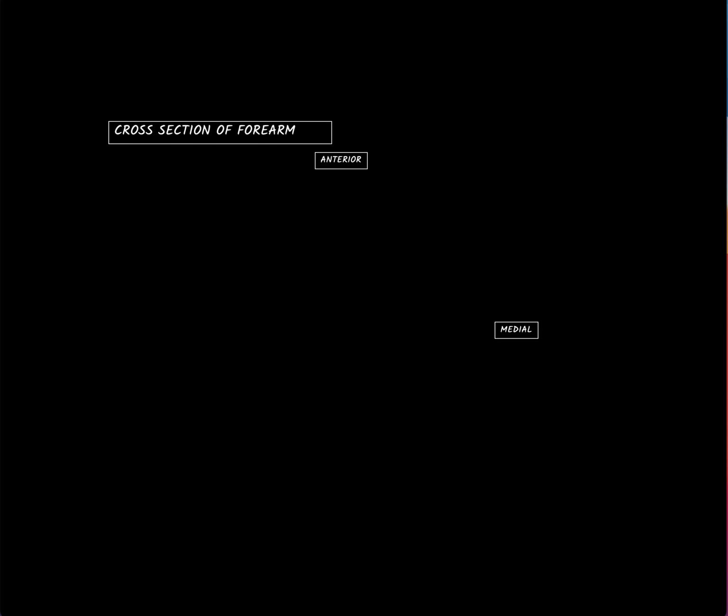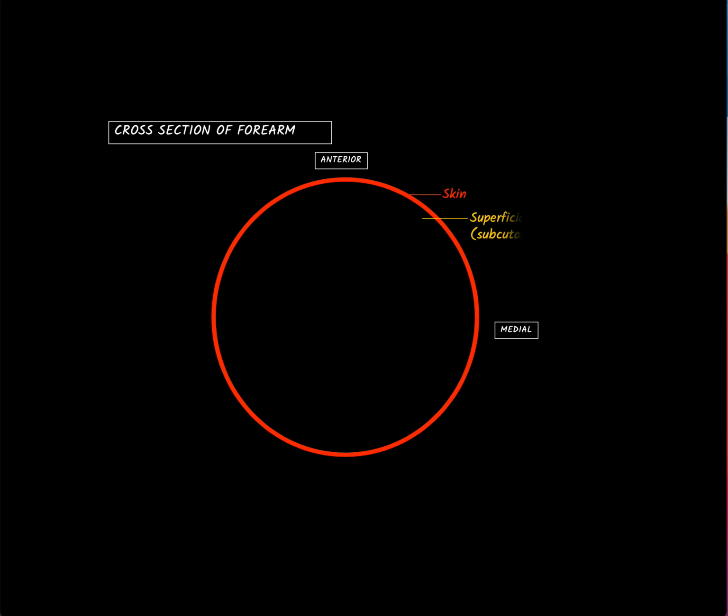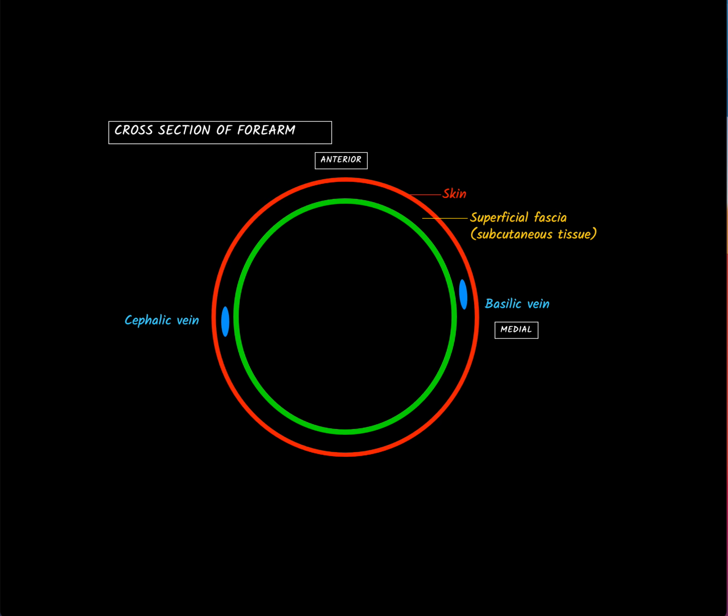Now when we look at a section of the forearm, what is visible? The outermost cover is the skin, and then underneath we always have a superficial fascia which has a fatty layer and a membranous layer, and within this we have the veins. Which veins? The superficial veins. Laterally we have the cephalic vein, and medially we have the basilic vein. And then this green ring is my deep fascia, and then we can see there are two bones. We have just seen them before. These bones are the radius, which is located laterally, and the ulna, which is located medially.